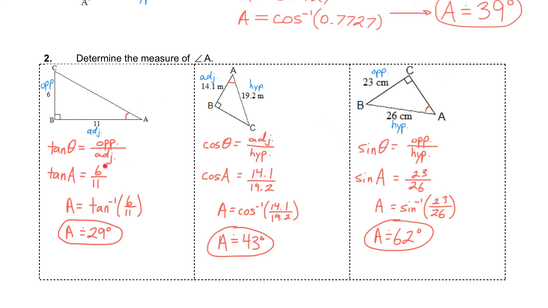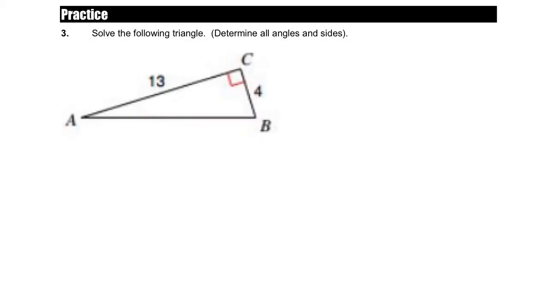If you had trouble with any of these, or if you still have questions, please let me know and I'll do my best to help you. Otherwise, move on to the next question. For this question, you're asked to solve the triangle. Remember, solve means find all the missing angles and all the missing sides. You're given two sides and you're given one angle. So you need to figure out the missing side and the two missing angles.